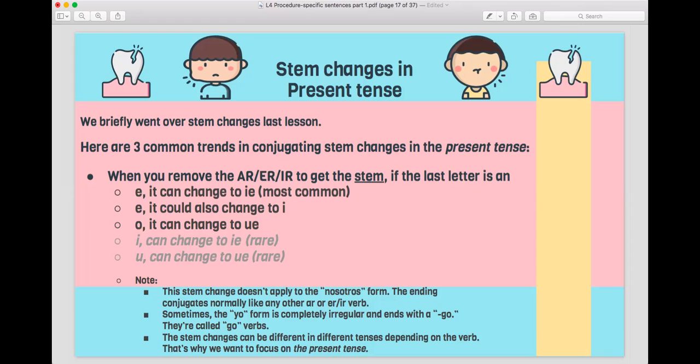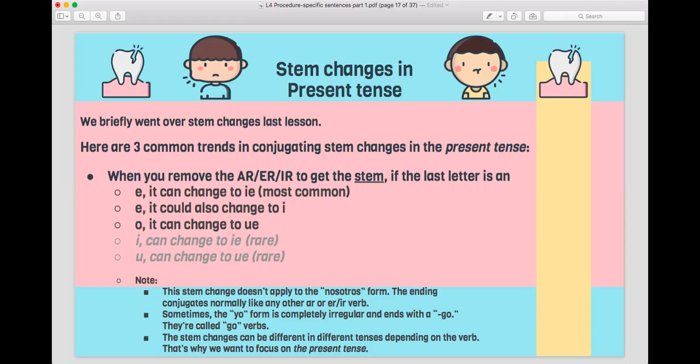We rated them most common to least common, especially in the dental setting. It's not used that much with the verbs that we use. An I to IE is very rare, and a U to UE is very rare, but they exist. I also want to note that stem changes will also be different for different tenses. These are the ones for the present tense only. So if you're going to do them in the command tense or past tense, they might have their own stem changes. They don't always apply across all of the conjugations. So we're just going to take it slowly and learn it for the present tense.